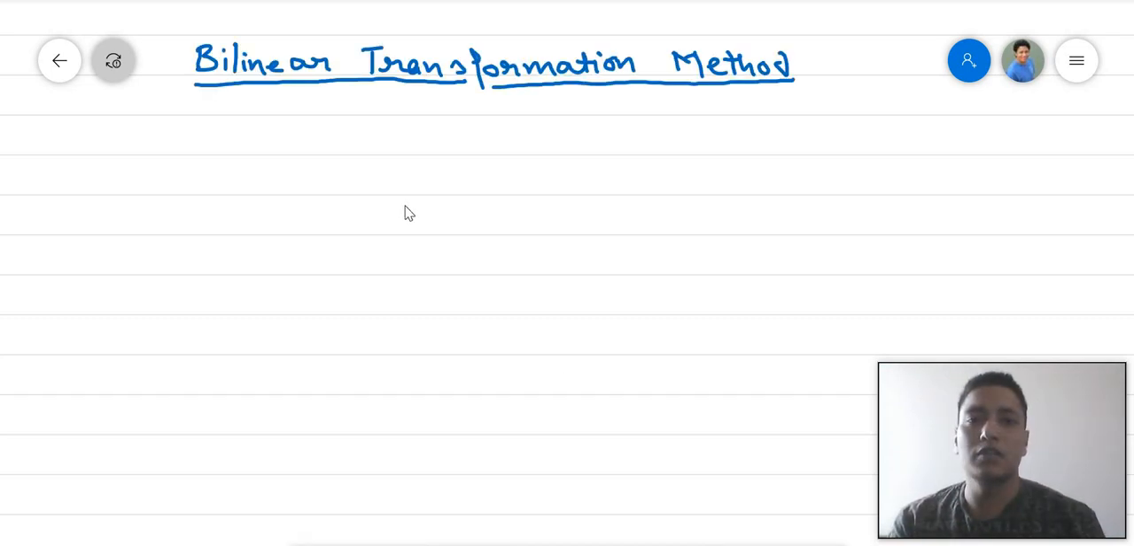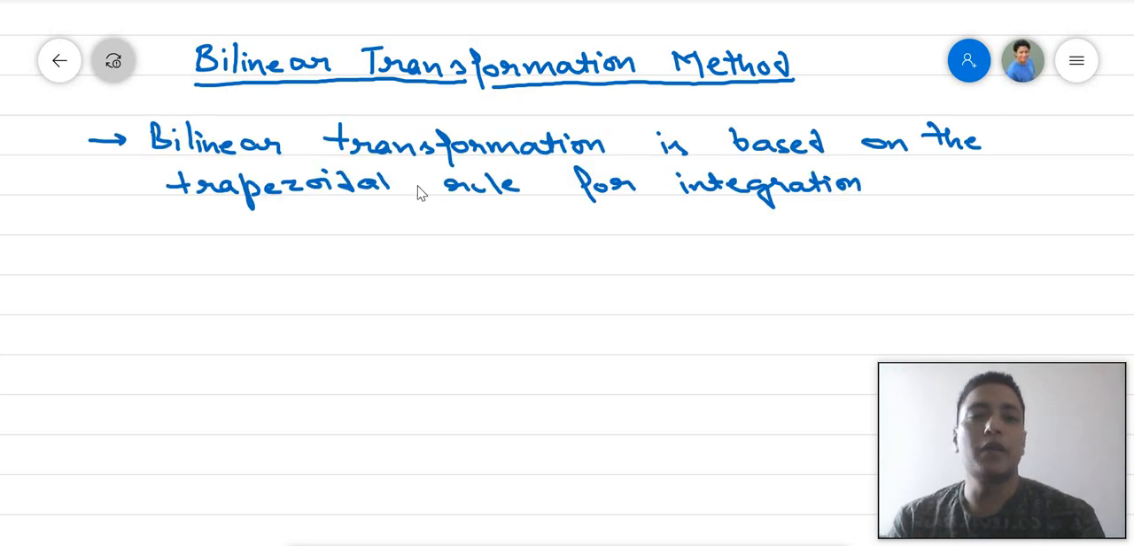This method we discuss after the impulse invariant method, because in the impulse invariant method we saw there is a problem of aliasing, and we cannot use that kind of transformation for high pass filters or band stop filters, because in that case aliasing will occur in the pass band of the filter. In this transformation method we avoid that scenario, and this transformation is an improvement over the impulse invariance method. Bilinear transformation is based on the trapezoidal rule for integration.